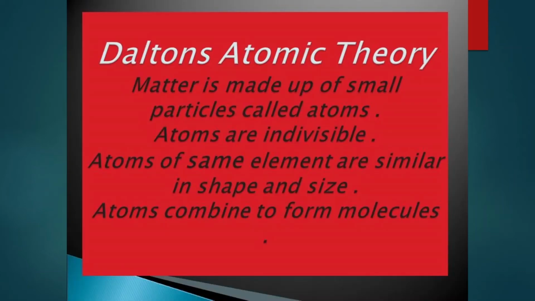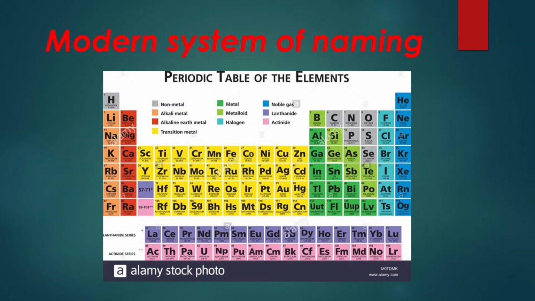John Dalton was the first scientist to propose the use of symbols to represent the atoms of the various elements, and he gave Dalton's atomic theory. It states that matter is made up of small particles called atoms. Atoms are indivisible. Atoms cannot be created or destroyed. Atoms of the same element are identical in mass and other properties, and atoms of different elements differ in their masses and properties.